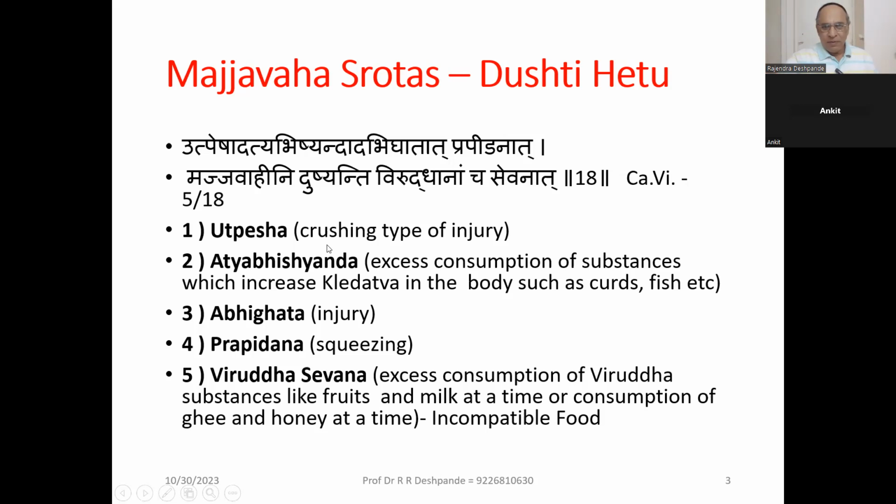The first word is utpesha. I am sorry, not utkshepa. Utpesha. That is a crushing type of injury. Now, majja can be considered in two ways. In modern physiology, majja can be compared with the bone marrow, which is inside the bone. And second is nervous tissue, nerve cells, or the nerves. So our brain, our spinal cord, our vertebral column can be damaged by trauma, injury, or road accidents.